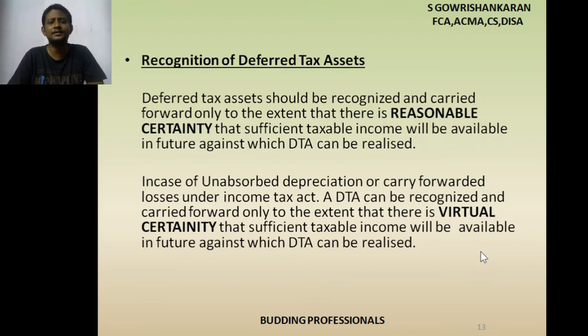What evidence, sir? How can I get that evidence? For example, you got a lot of customer orders for your future business. You have an order in your hand. Yes, second year I am going to do this much business, third year I am going to do this much business. That order you can show as a proof. That is virtual certainty. Evidence in your hand, documents you should produce to recognize the deferred tax asset arising due to unabsorbed depreciation or carry forward losses. Okay, this is one point actually.